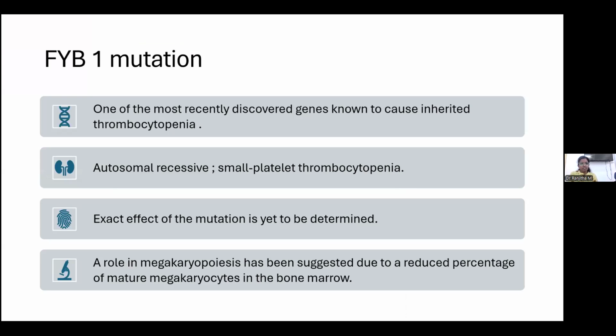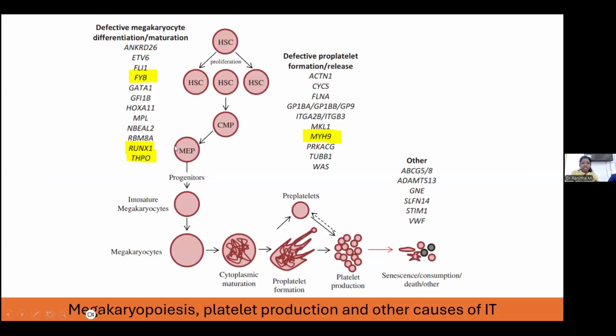A short note on the FIB1 mutation: it is one of the most recently discovered genes known to cause inherited thrombocytopenia, with autosomal recessive inheritance, and characteristically has small platelet thrombocytopenia. The exact effect of the mutation is yet to be determined, and a role in megakaryopoiesis has been postulated due to the reduced percentage of mature megakaryocytes in the bone marrow. This figure highlights where FIB1 is implicated in the defective megakaryocyte differentiation and maturation spectrum.